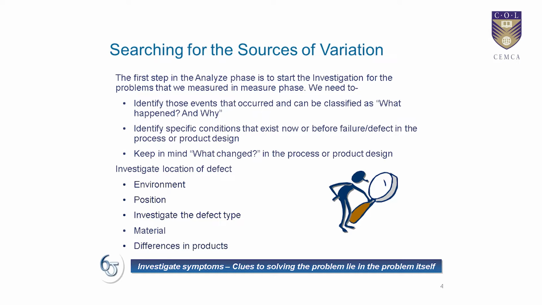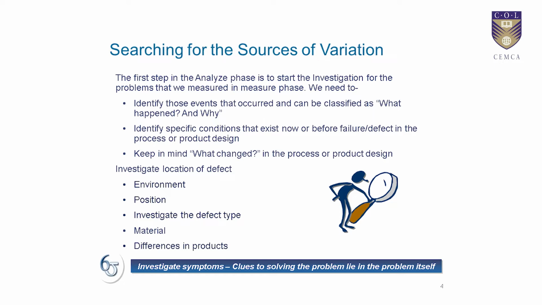And then, as I said, we have to find the sources of variation. We have to investigate the problem that we found in the Measure phase. We have to identify those events that occurred: what happened exactly, why the DPMO was very low, why we did not meet the customer requirement, how we went beyond the customer specification. And we have to identify those conditions that exist now or before the failure.